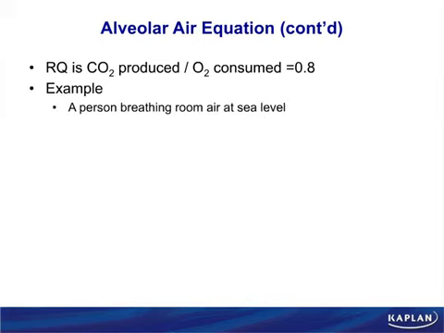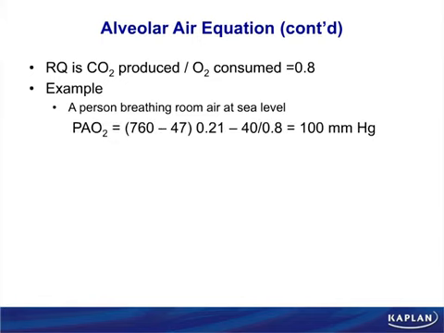All right, so let's put forth an example. Person breathing room air at sea level. So that's 760 millimeters of mercury minus 47, that's 713, times fractional concentration of oxygen, 0.21, minus the normal CO2 of 40 divided by 0.8. If you calculate all that out, you get 100 millimeters of mercury.